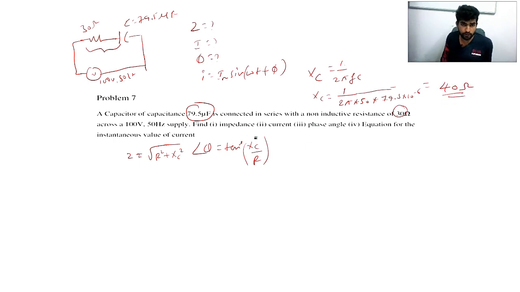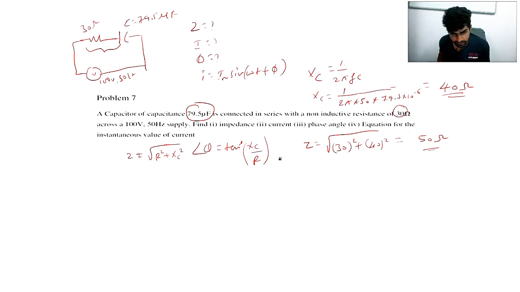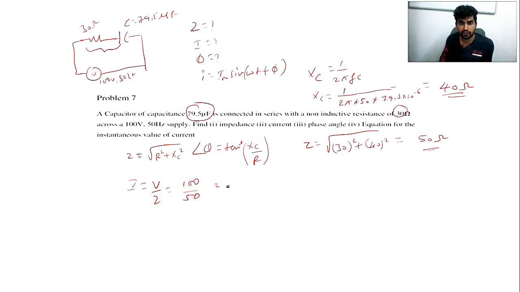So what about this Z value? Z is equal to root of R square plus Xc square. So R is how much? 30. Directly you can take. Xc is this one, not this C value. Xc value is 40, so 40 square. You will get 50 ohm, right? Just calculate by using a calculator. Okay. Next, I is equal to what? Current is V by Z. So 100 divided by 50. You will get 2 amps.